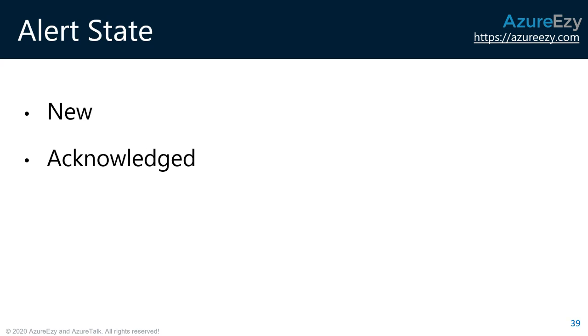Post that, once some developer or admin who will be working on that looks at it, he or she acknowledges it and the state is changed to acknowledged. And let's suppose you have worked on that case and resolved the issue, you can change it to the closed status. So this generally has three states: new, acknowledged, and closed. So this was all about Azure Monitor.